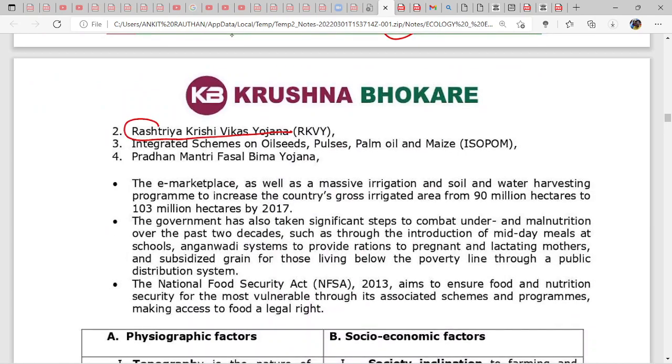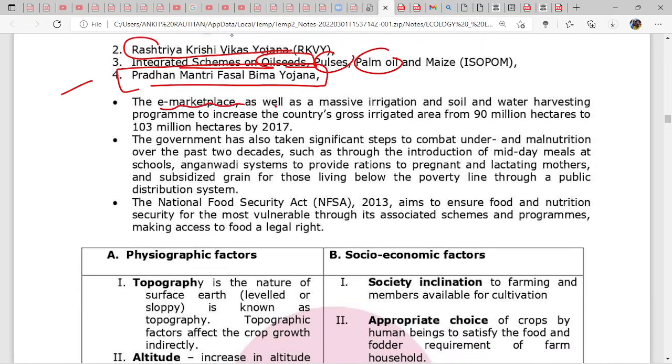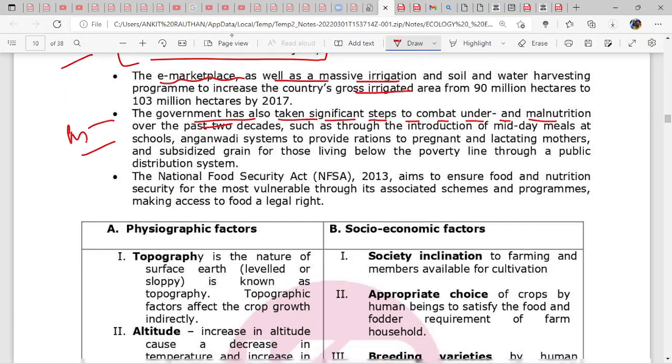They have Rashtriya Krishi Vikas Yojana. They have integrated schemes on oilseed, pulses, palm oil. Pradhan Mantri Fasal Bima Yojana for insurance. We have eNAM, the e-marketplace. The government has also taken significant steps to combat under- and malnutrition, Poshan Abhiyan. Right, you can write about all this.